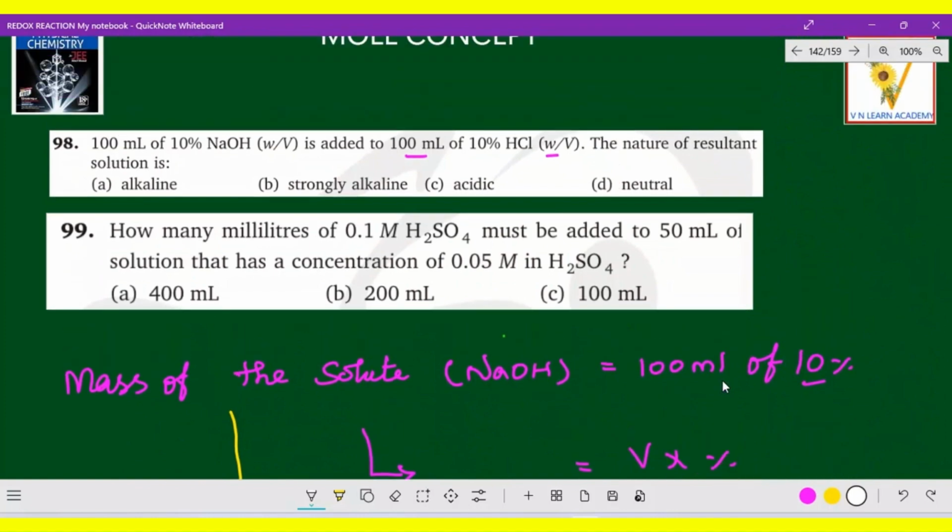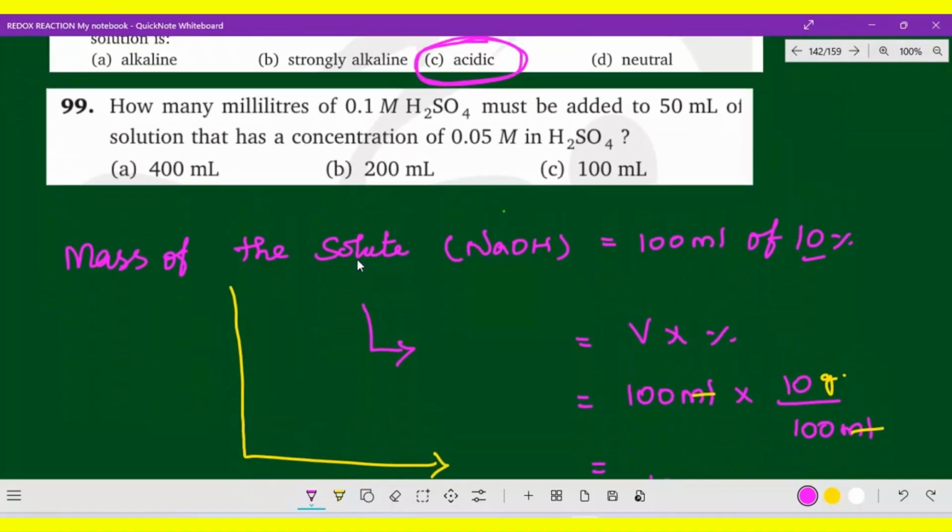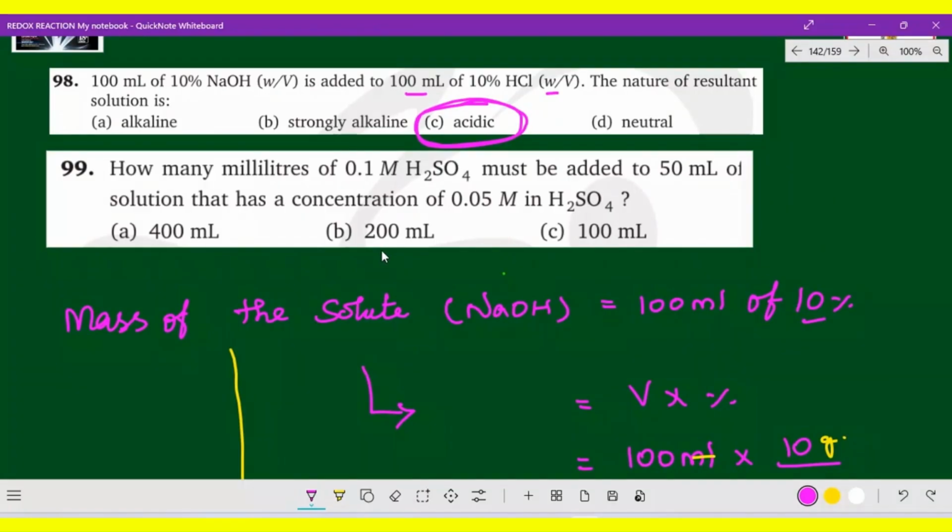Now what is the answer here? Alkaline, strongly alkaline, acidic. This is 100% acidic in nature, right? I hope you got the clarity. This is the way you can identify very easily, because this is the number of moles. Even in the previous video I mentioned this type of question. Please check it once again if you want.